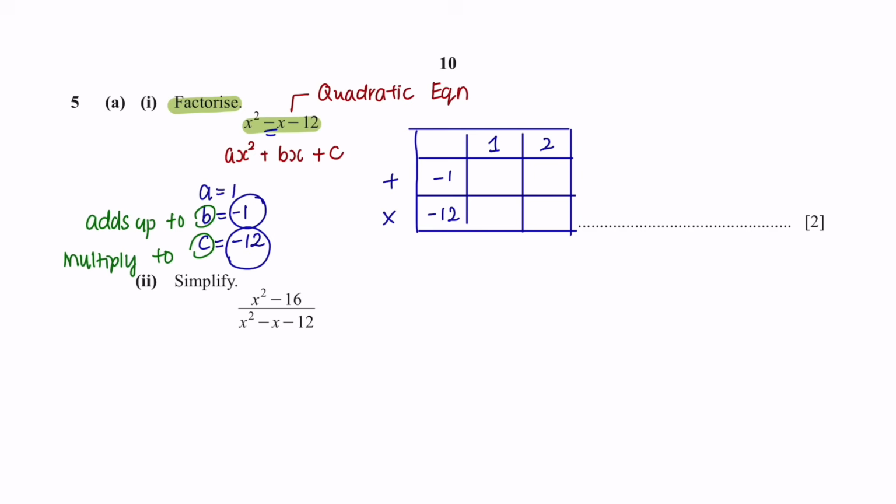The pair of numbers must always add up to the value of b and must always multiply to the value of c. And this pair of numbers has to be the same. The number that adds up to -1 could be -4 plus 3.